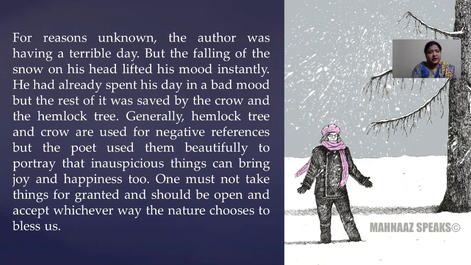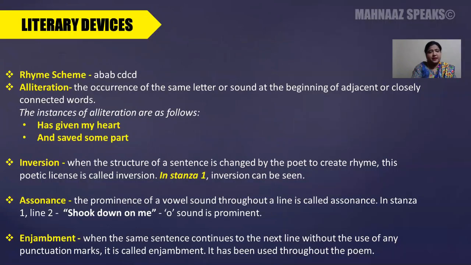Generally, the hemlock tree and crow are used for negative references, but the poet used them beautifully to portray that inauspicious things can bring joy and happiness too. One must not take things for granted and should be open and accept whichever way nature chooses to bless us. Literary devices. Here the rhyme scheme is A B C D C D.